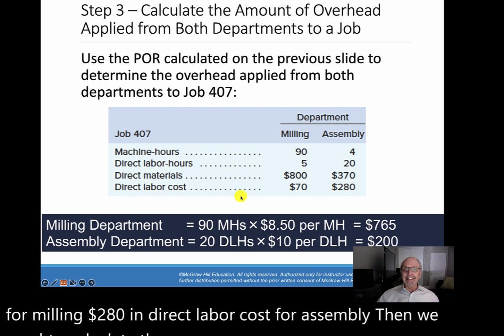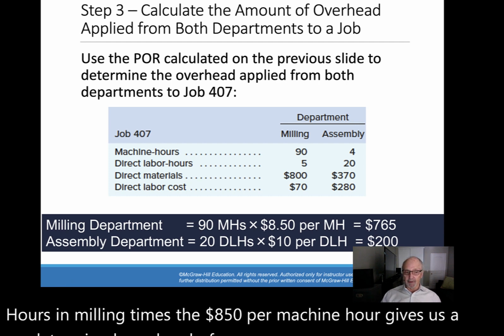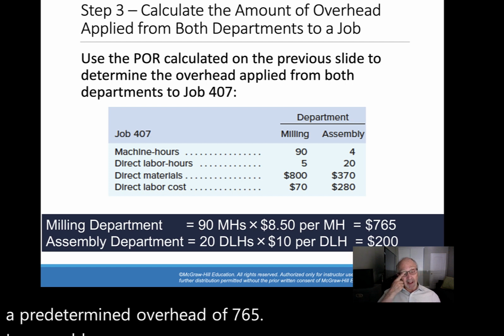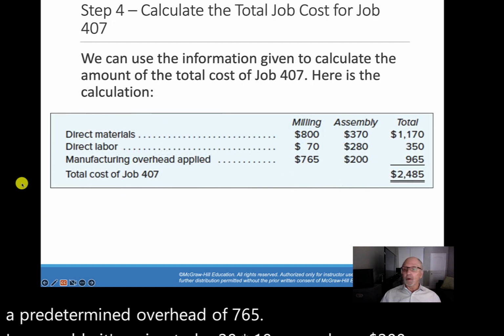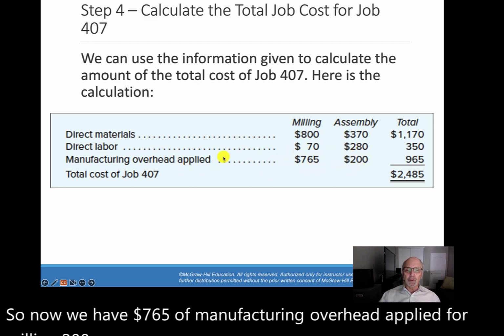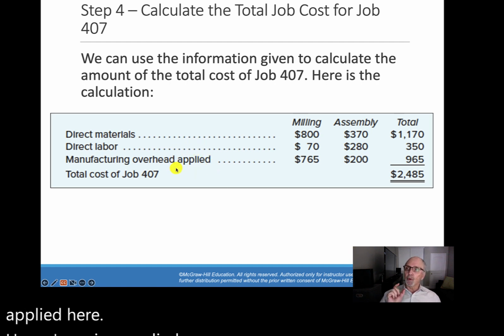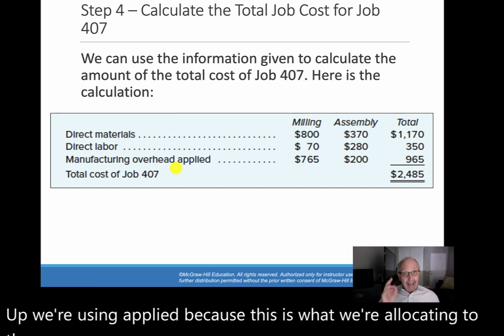So we're going to take 90 machine hours in milling times the $8.50 per machine hour gives us a predetermined overhead of $765. In assembly, it's going to be 20 times 10, so we have $200. So now we have $765 of manufacturing overhead applied for milling, $200 for assembly. Now notice we're using the word applied here. We're using applied because this is what we're allocating to these two departments. The actual manufacturing overhead cost is yet to be known.